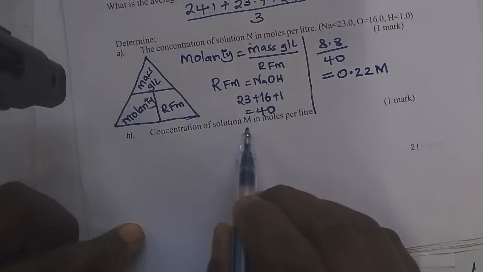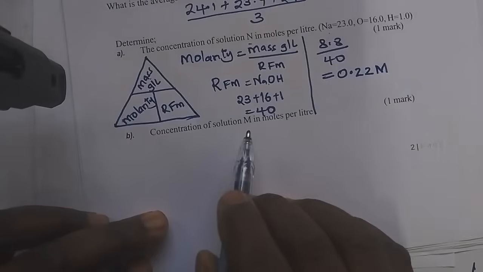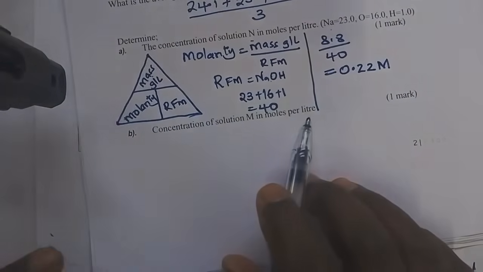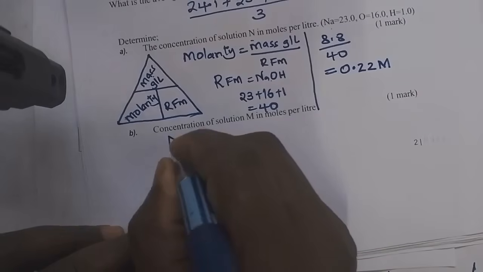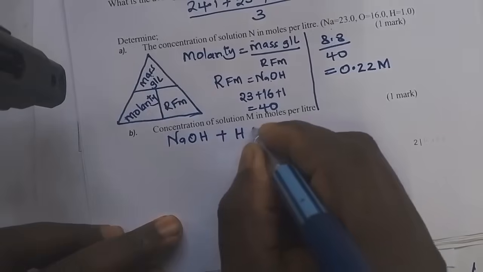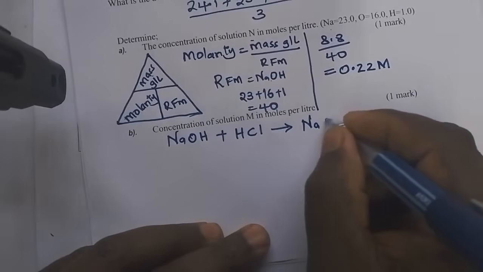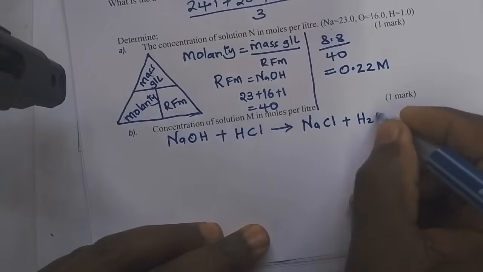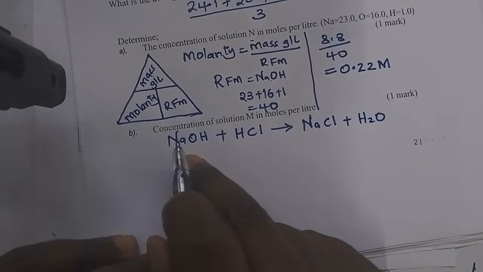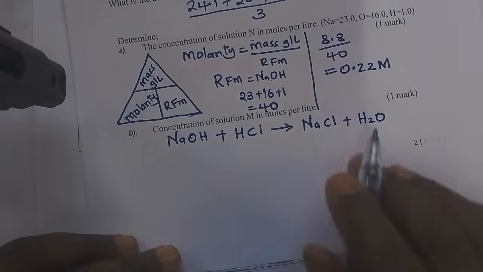Concentration of solution M in moles per liter. Remember, M is reacting with N, and M is HCl. N is sodium hydroxide. So the reaction which is taking place, that's why I told you, you should be able to know what kind of reaction you expect, and you should be able to write an equation and balance that equation. For this one, it will form sodium chloride plus water, and the mole ratio is going to be 1, 1, 1 everywhere. It means that the number of moles of sodium hydroxide is equal to the number of moles of HCl, because the ratio is 1 to 1. It is already balanced.